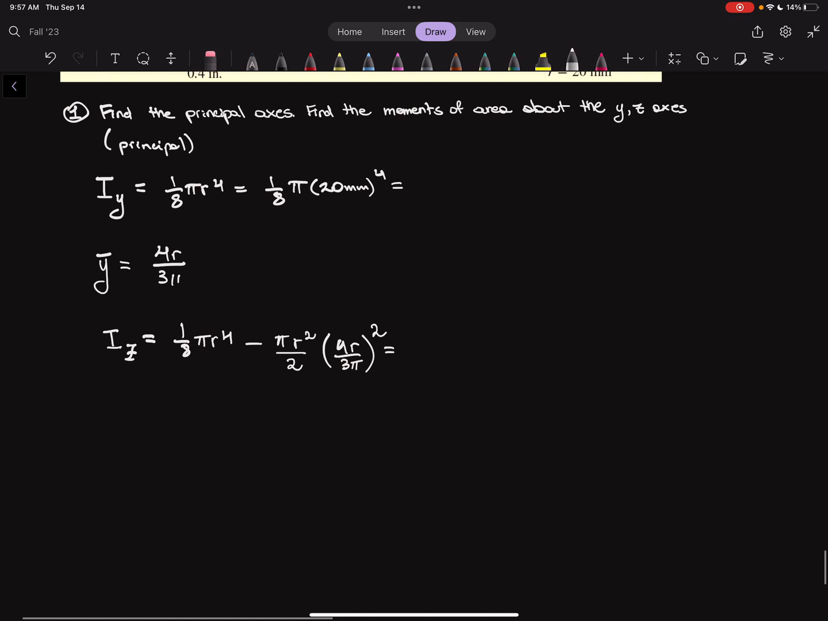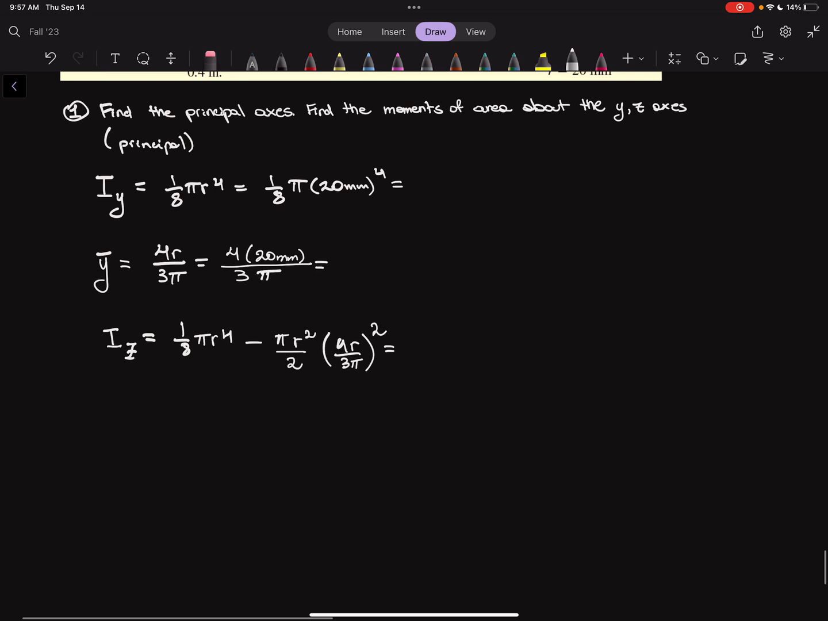So let's do some algebra to rearrange that. Over 3 pi, we might need this later, so we'll just do it here as well. So we have 4 times 20 millimeters over 3 times pi. Let me put that into the calculator. 4 times 20 divided by 3 times pi. What we're going to get is 8.488 millimeters.